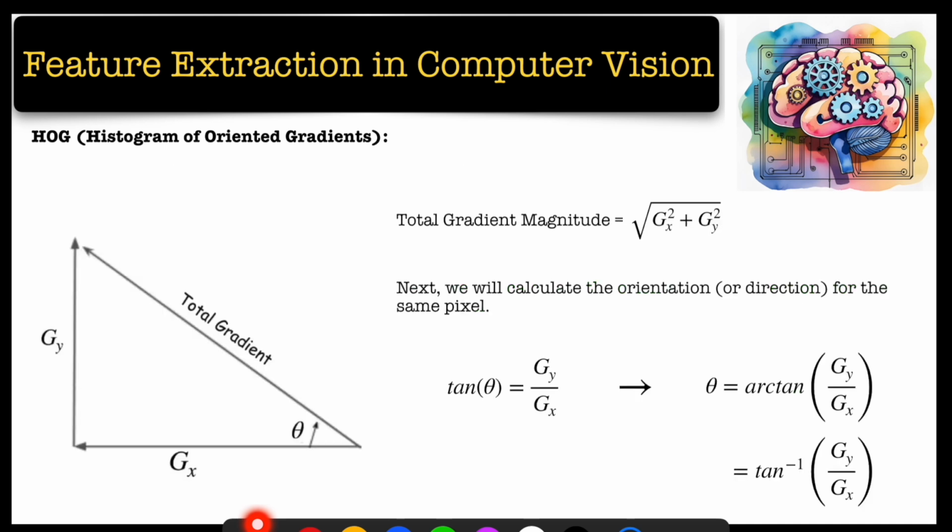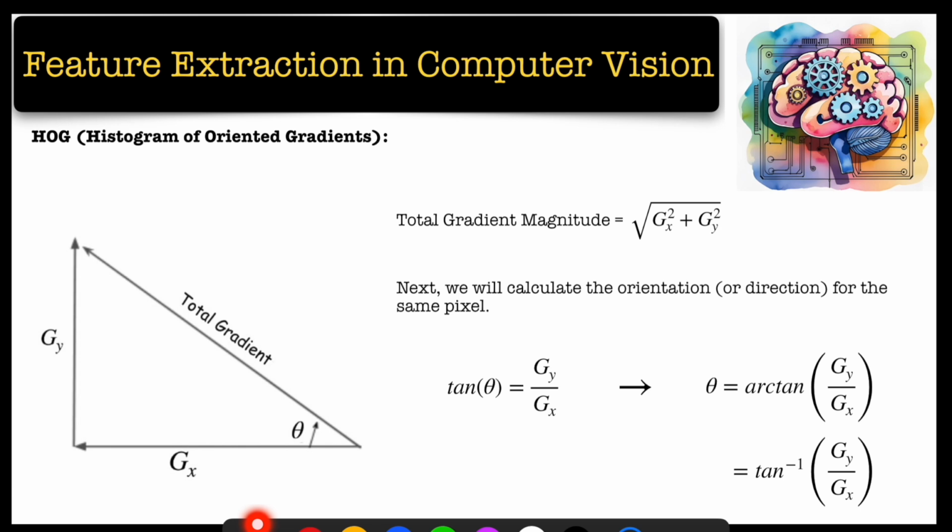Now we calculated the changes in the x direction and in the y direction. Now we'll calculate the total gradient using the Pythagoras theorem, that is the square root of gx squared plus gy squared. This is the total gradient. And we also calculate the direction of the gradient. The direction is basically this angle theta. So tan theta is gy by gx, so theta will be arc tan gy by gx, or tan inverse of gy divided by gx.